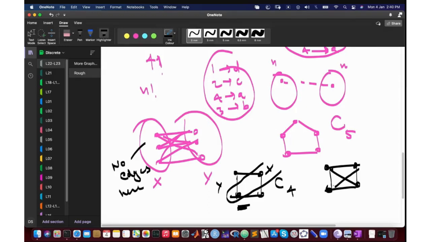Similarly, K4 is also not a bipartite graph. Okay. This is not a bipartite graph.